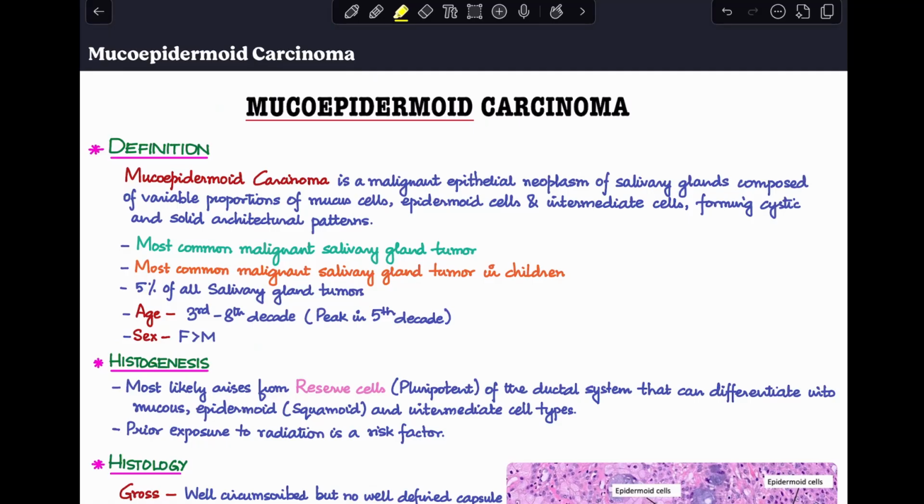Today we'll be discussing mucoepidermoid carcinoma. We'll talk about some MCQ related questions related to this. We'll talk about its histogenesis. We'll talk about the histology, what do you see microscopically, clinical features, investigations, and how we'll treat the disease.